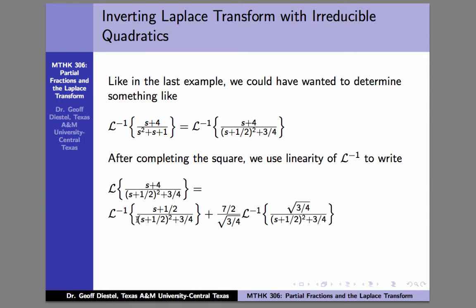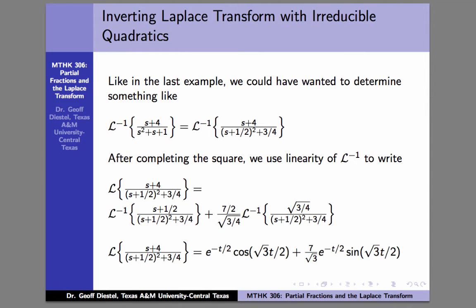So this first one is just a shift of our cosine formula. Again, square root of 3 over 2 is the constant, so I'm writing it square root of 3 times t divided by 2 inside the cosine. And the plus 1/2 here is telling us that we have an e to the negative 1/2 t.